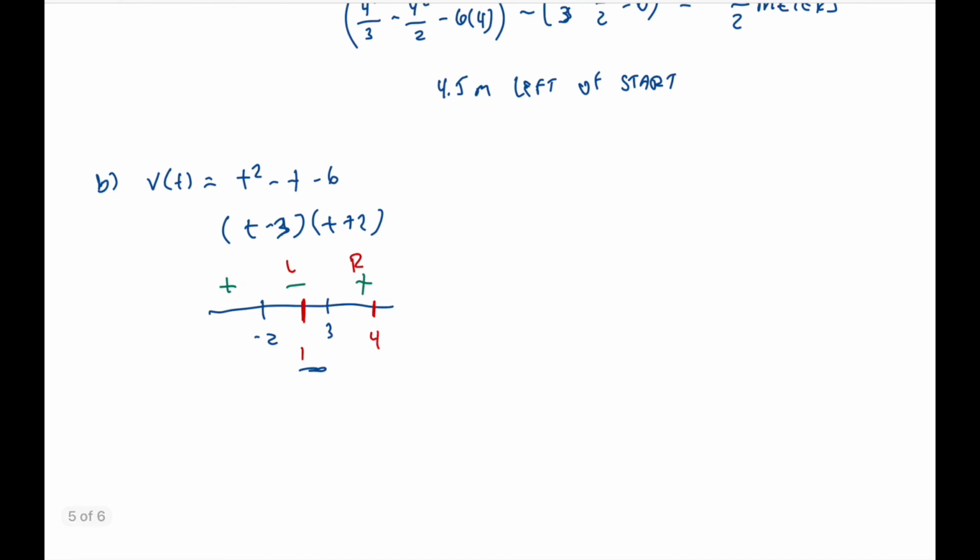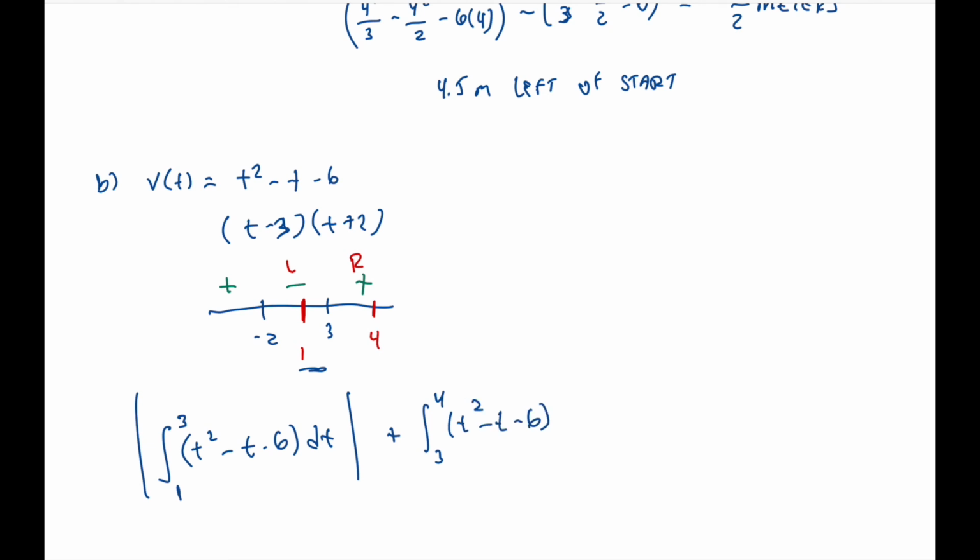So what we're going to do is do this in two parts. We're going to take the integral from 1 to 3, just that left part, of t squared minus t minus 6 dt, and take the absolute value of it because I want the distance, not the displacement. I'm going to add to that the integral from 3 to 4 of t squared minus t minus 6 dt.